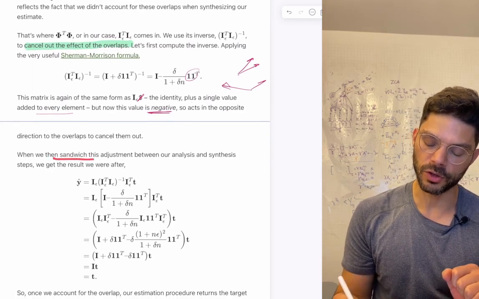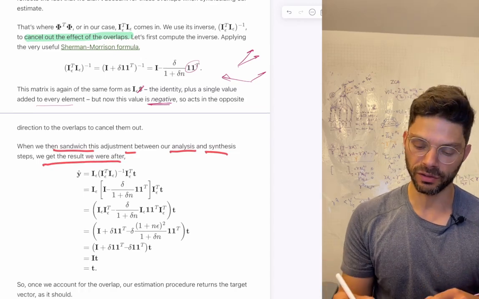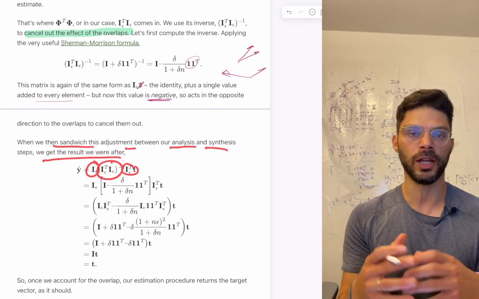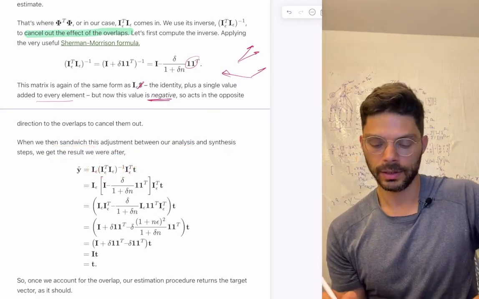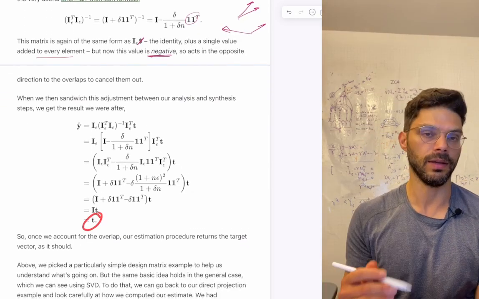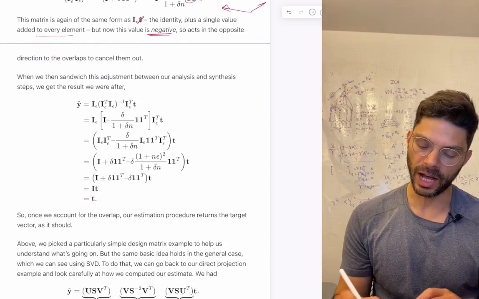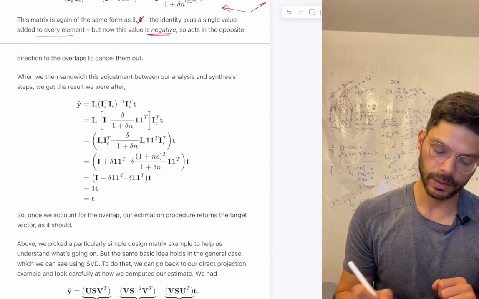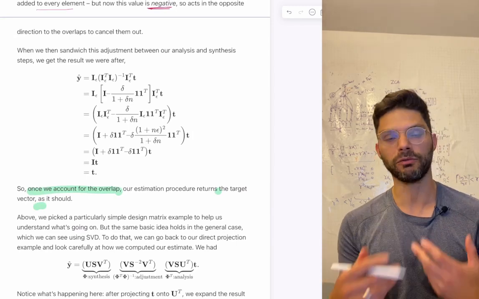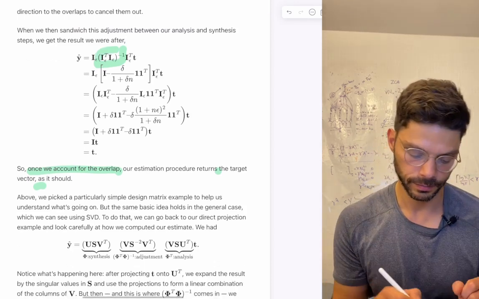When we then sandwich this adjustment between our analysis and synthesis steps, we get the results we were after. So now, instead of just I-E transpose, we're going to put this adjustment in. So going back to our old formula, and as expected, you can go through the math and you end up getting t. So our estimate was this optimal thing that we were after. So once we account for the overlap, our estimation procedure returns the target vector as it should. We have to account for that overlap, and that's what this term in the middle is actually doing.